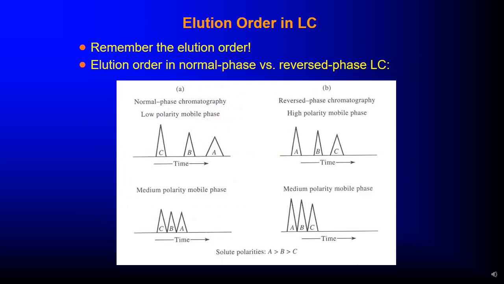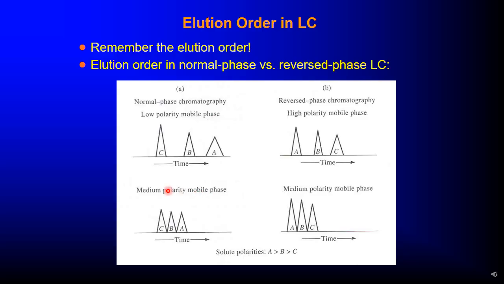So, elution order in liquid chromatography. Remember the elution order in normal phase versus reverse phase. Generally, when you are dealing with normal phase chromatography, remember when you say normal, then the stationary phase is polar. So it means a low polarity mobile phase, and you can see, then a medium polarity mobile phase.